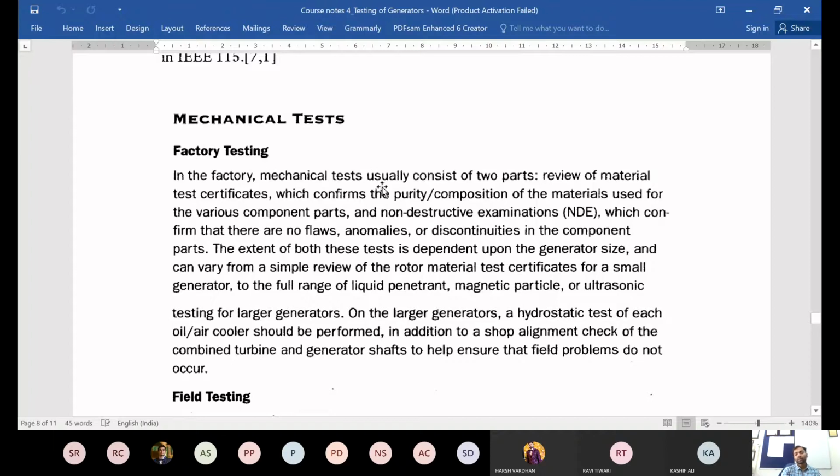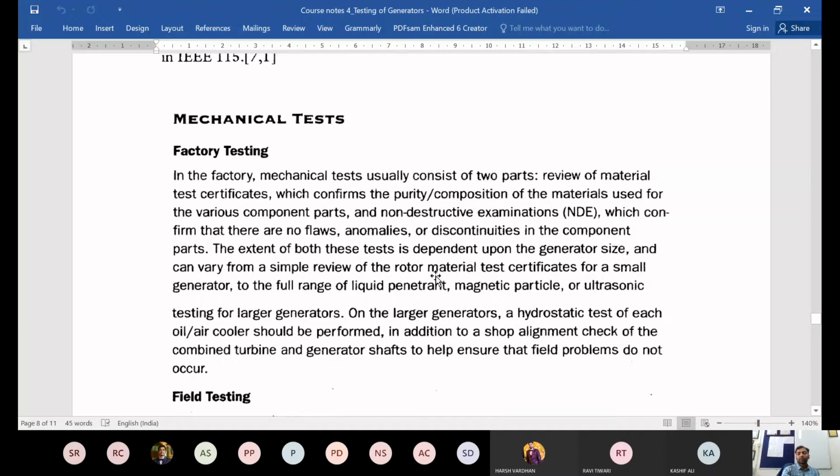So first is just the inspection of those certificates, that the material is of proper specifications. And then you have some non-destructive examination, NDE, which confirms that there are no flaws or anomalies or discontinuities in the component parts. Because, as we discussed, the stator core is being assembled, and then you have the rotor which is being assembled, then you have the windings which are inserted there. So the NDE tests look at these particular components, that there should be no flaw or anomaly in the way they have been assembled.